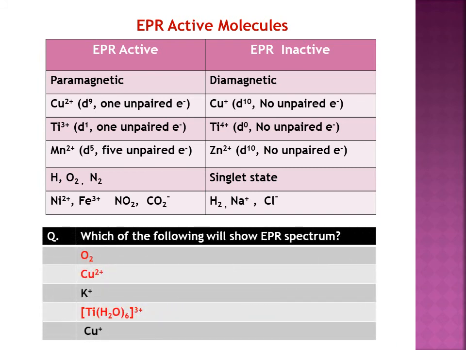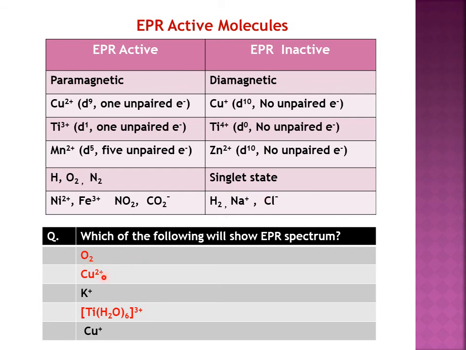So I have put one question: which of the following will show EPR spectrum? As we know, if the molecule or species contains an unpaired electron, then these molecules are ESR active, or these molecules will show EPR spectrum. First option is oxygen O2, then copper 2 plus, K plus, Ti(H2O)6 3 plus and copper plus. So which of the following will show EPR spectrum? Oxygen is ESR active, yes.